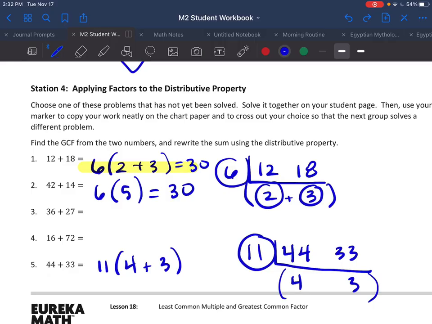And I can write the sum this way. 11 times 4 plus 3 is 7, and that equals 77. All right, so that's how you use a distributive property with greatest common factors.